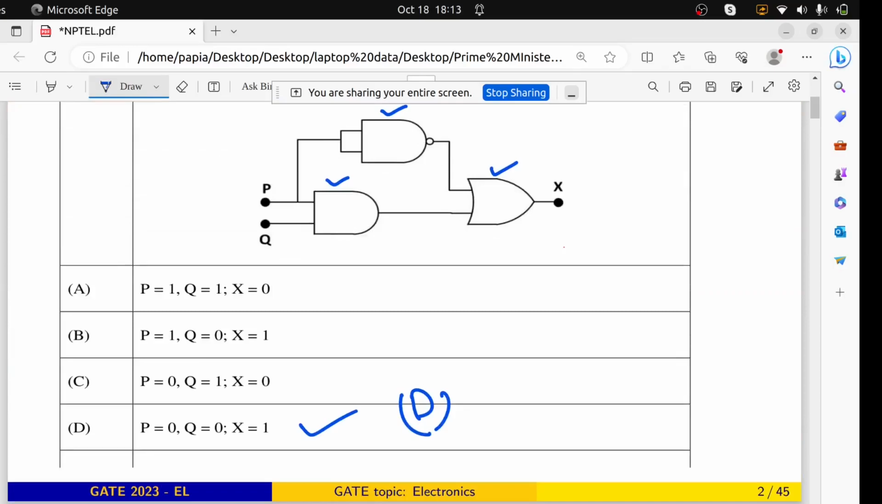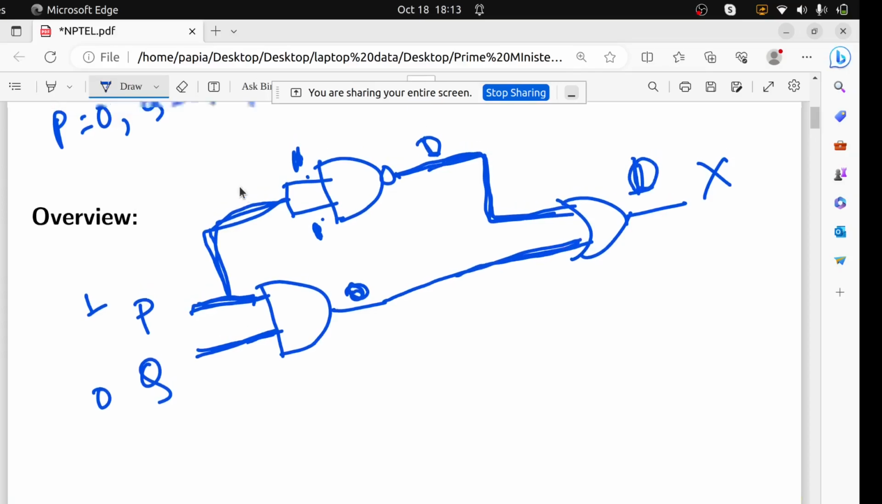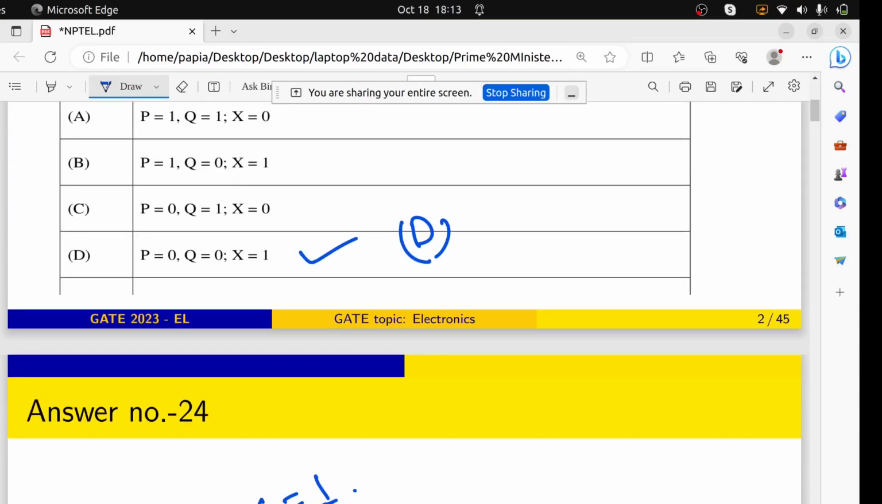P equals to 1, Q equals to 0. So if it is 0 and it is 1, then this one will be 0. If it is 1, then it will come as 1, this will come as 1. And if it is 1 and 1, then it will be 0. Then you can see that this 0 and this 0 is coming, so our output should be 0. But in the B option, it is showing that our output is 1. So that means that will not be the correct option. Similarly, if you just go for the A and C option also, you can see that these are not the correct one.